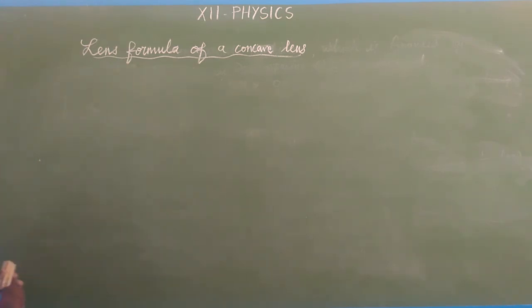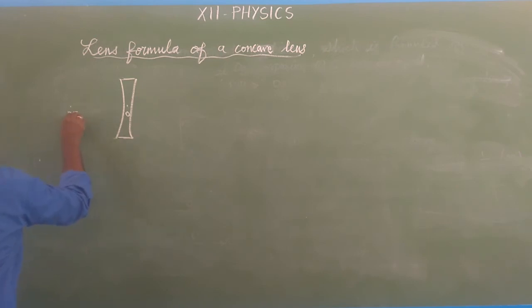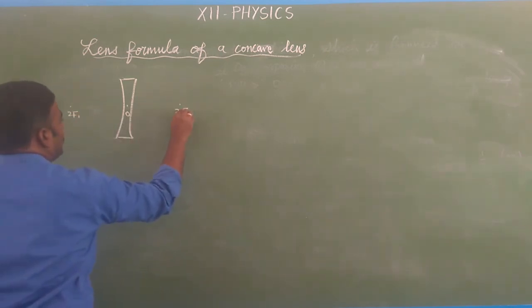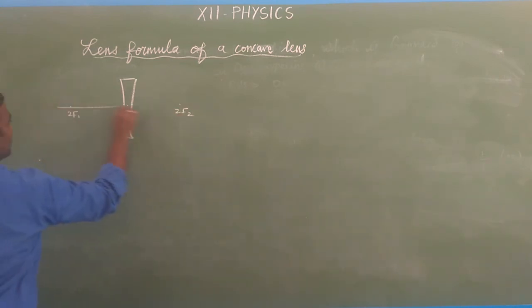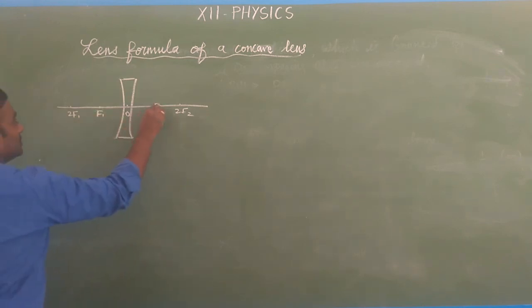First we will draw a ray diagram. A concave lens is nothing but a diverging lens. This is a concave lens, with its optic center, 2f1 and 2f2. This is the principal axis and this is the principal focus.